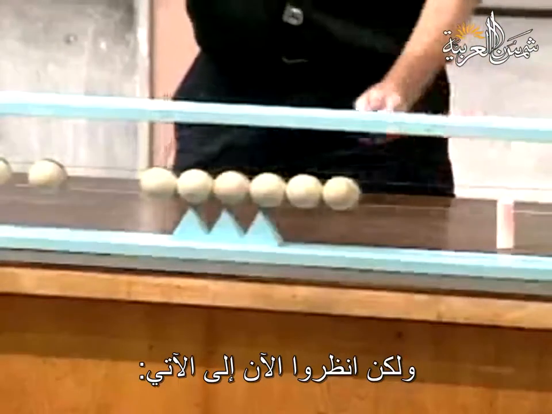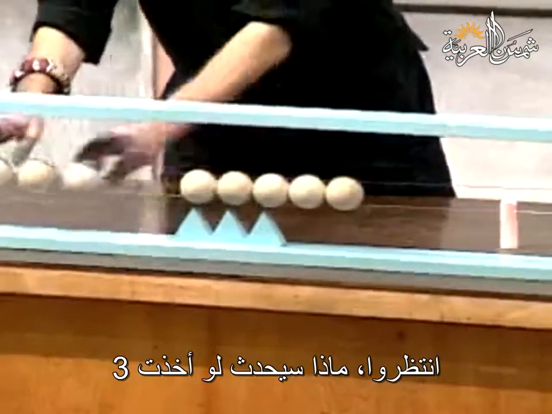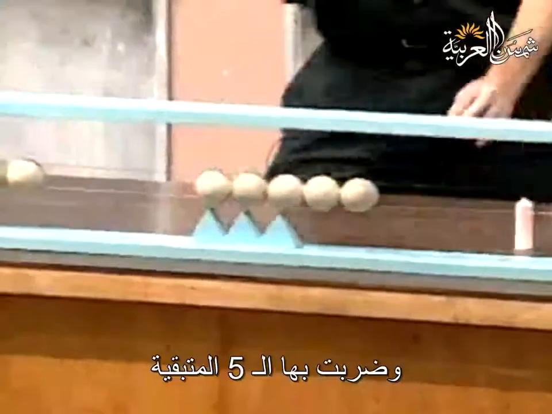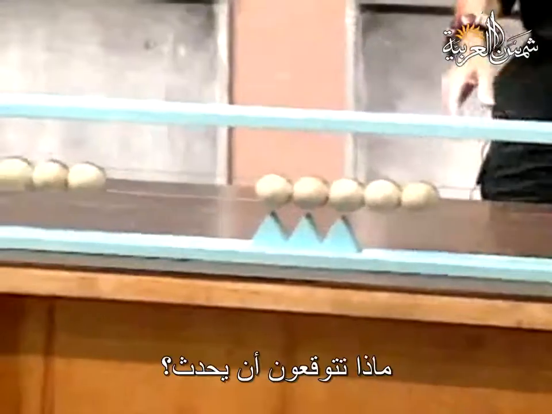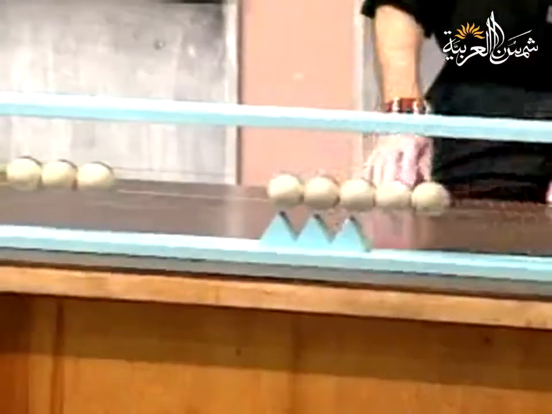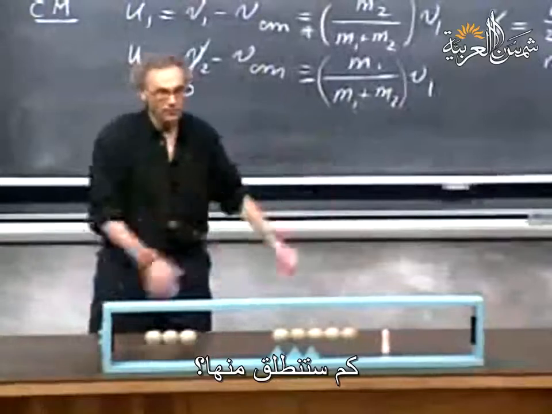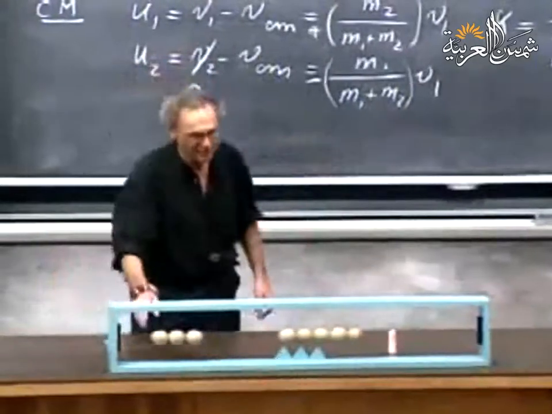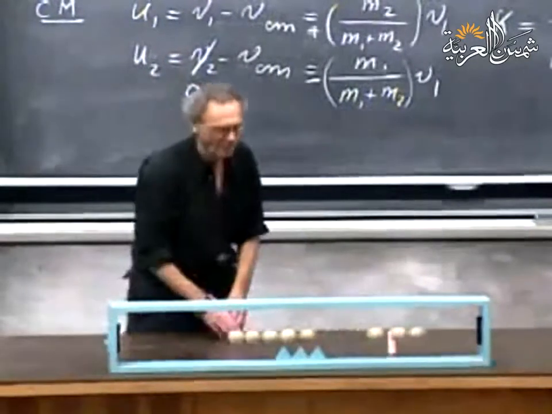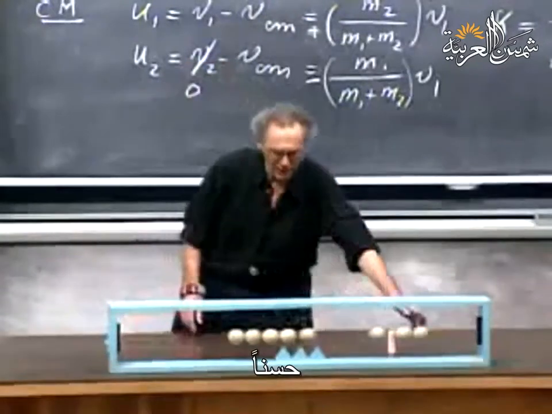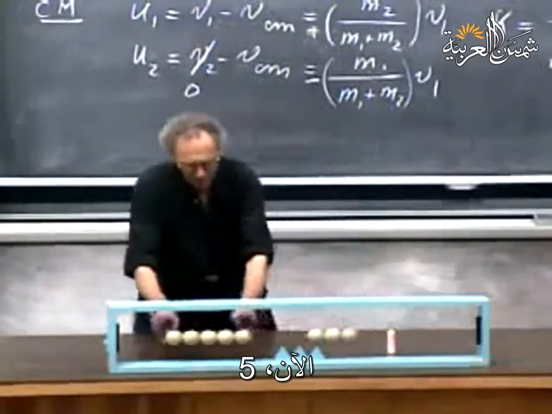But now look at the following. Hold it. What happens if I take 3? And I bang 3 on the other 5. What do you predict is going to happen? How many will take off? 3, you think. You sure? You were right. Okay. Now, 5.